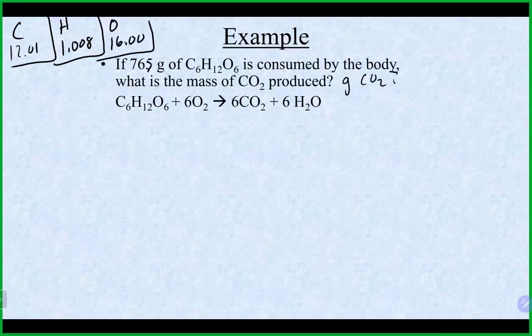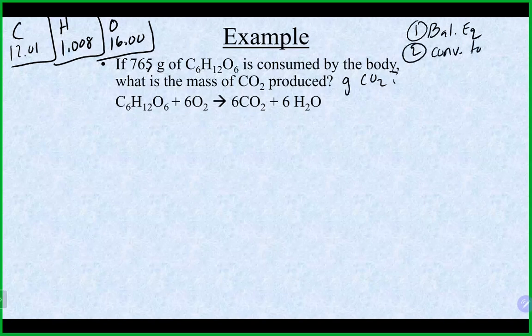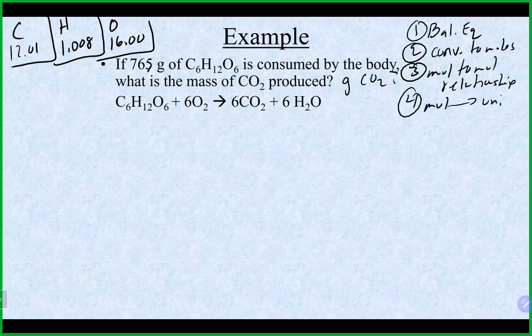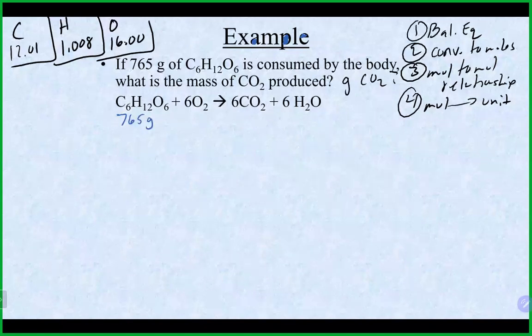All right, so again, follow those 4 steps that we've been doing. Balance our equation. Convert to moles. Mole to mole relationship. And moles to some other unit. Okay, let's take a look and see. Obviously we got a stoichiometry problem happening. In this case, we again have some grams of our reactants. And in this case, we're looking for our grams of our products.